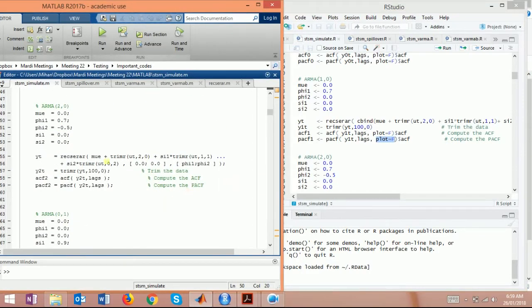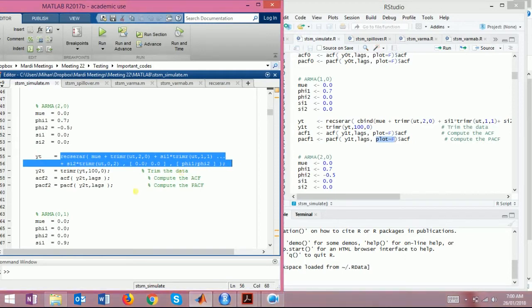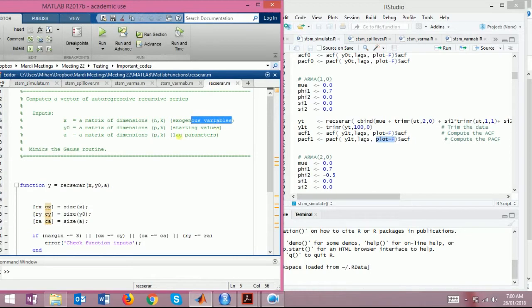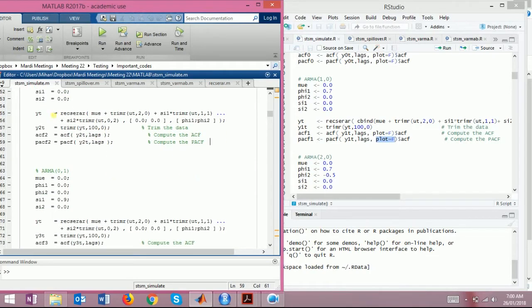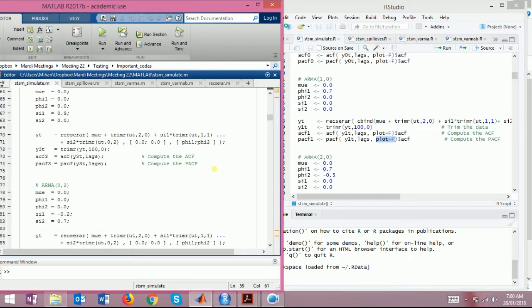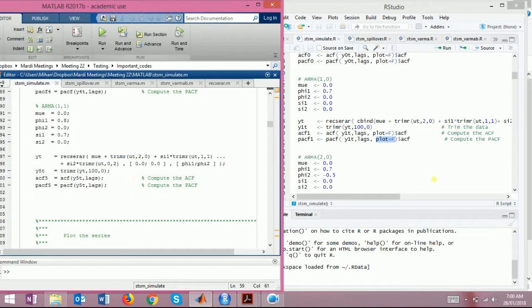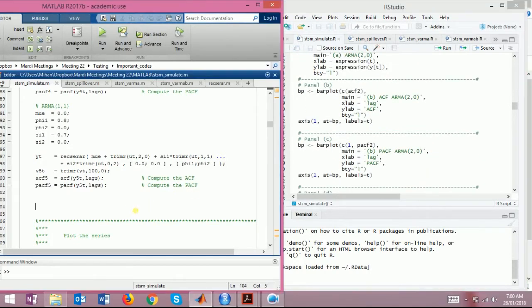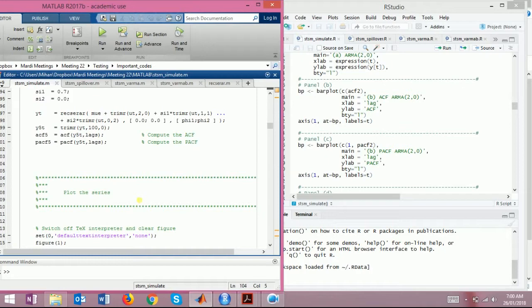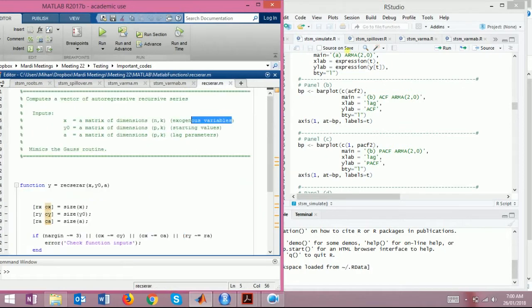ARMA 2 0. So very simple, we are just calling the rexr function: exogenous variable, initial value, starting value, and lag parameters. So for ARMA 2 0, we are simulating yt. In all cases we are simulating ACF and PACF. That's all, basically that is all that is in this code. So we will move on to the next one.